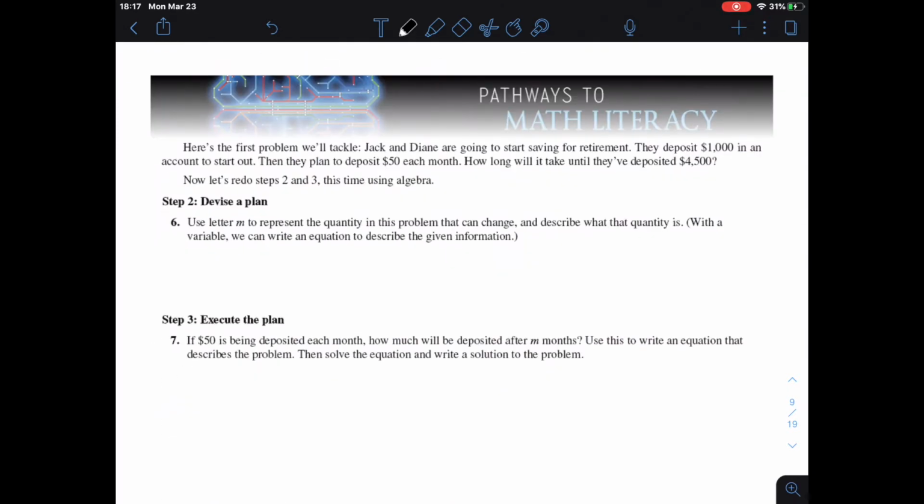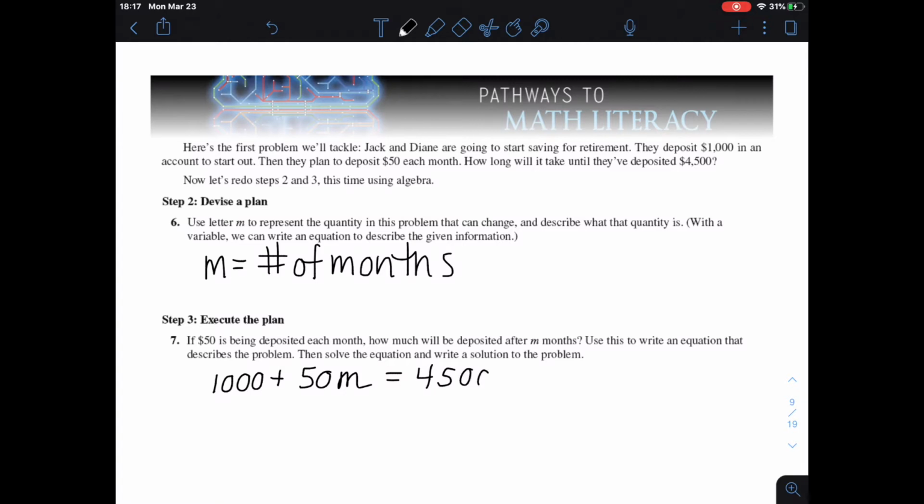Now what we want to do is make this involve some variables instead. We're going to let M represent the quantity that can change. M is going to be the number of months that you're going to deposit this money for. So an equation we can write is you're taking that $1,000, you're adding $50 for an unknown amount of months, so you're adding 50 times M. And in total, this needs to equal $4,500.